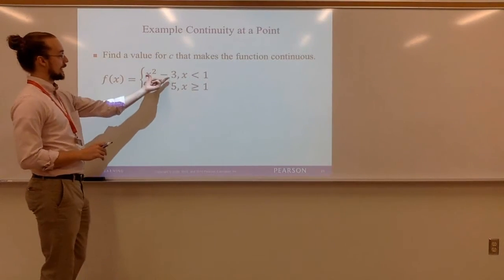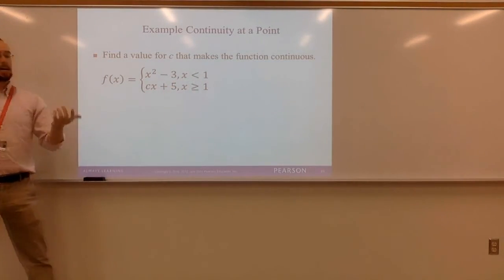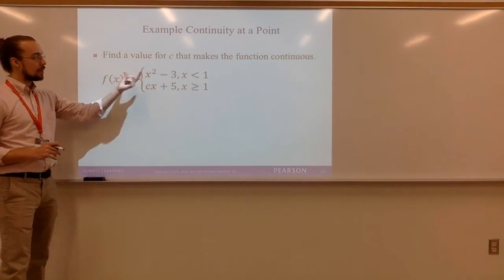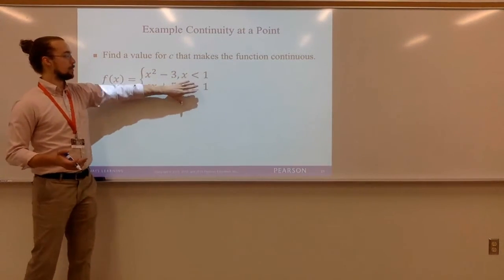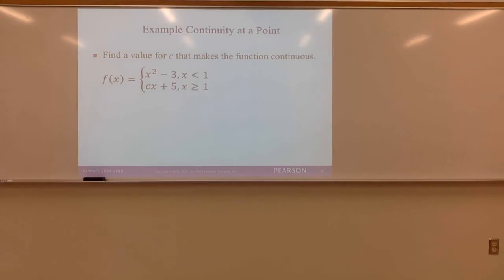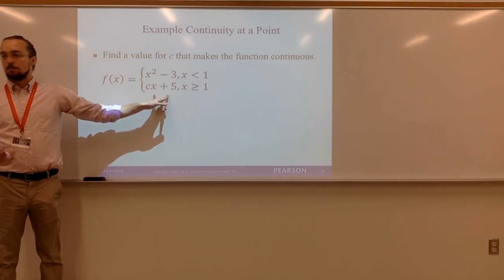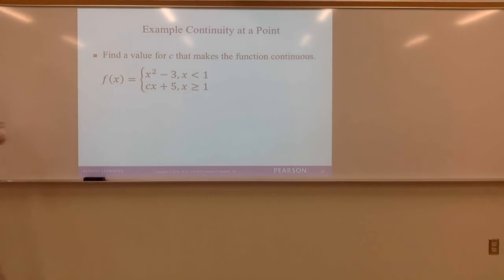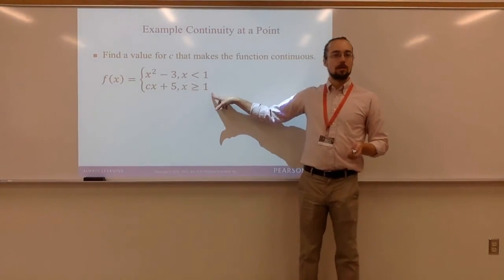So I've got a piecewise here. X squared minus 3 is defined for x is less than 1. And then c times x plus 5 is defined for x is greater than or equal to 1. Now, if I just think about this function, are there any discontinuities, right? Ignoring the domain restrictions and all that. Does x squared minus 3 have any domain restrictions? No, right? What about c times x plus 5? Right? No, right? This is a parabola, this is a line, there are no domain restrictions anyway. So the only possible place where there could be something going on would be at 1, right?